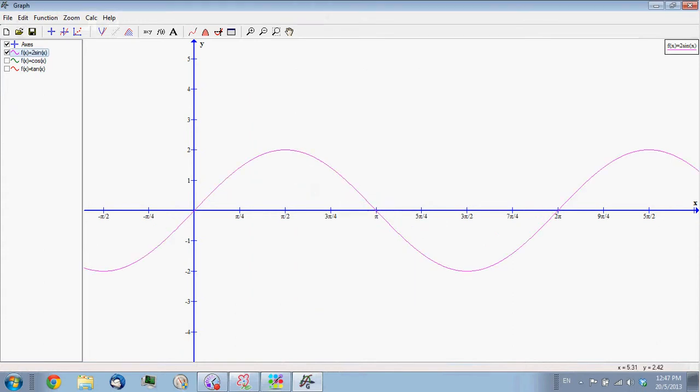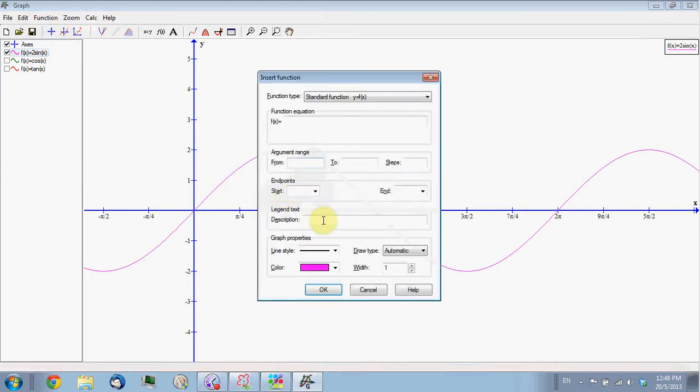Okay, what happens is it still repeats at 2 pi. But the maximum value now goes up by 2. It goes from 1, just now it was 1, now it's 2. So we can just add in a function y equals sine x, and you see the difference.